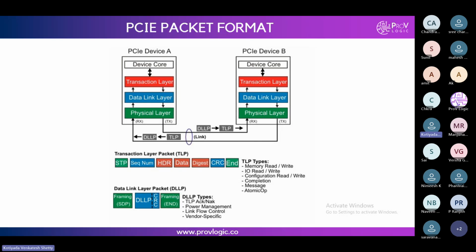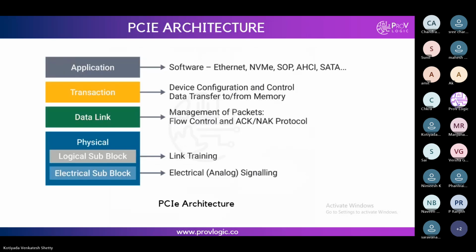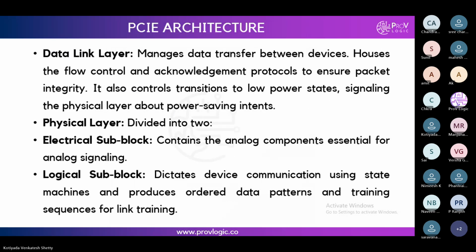Anyone have any doubts? See, the data link layer contains 2 features: the ACK/NAK protocol and DLLP packets. Messages are transferred between 2 devices. I told you, right? Flow control belongs to the transaction layer and the data link layer. And also the data link layer contains the ACK/NAK protocol and the DLLP packets.